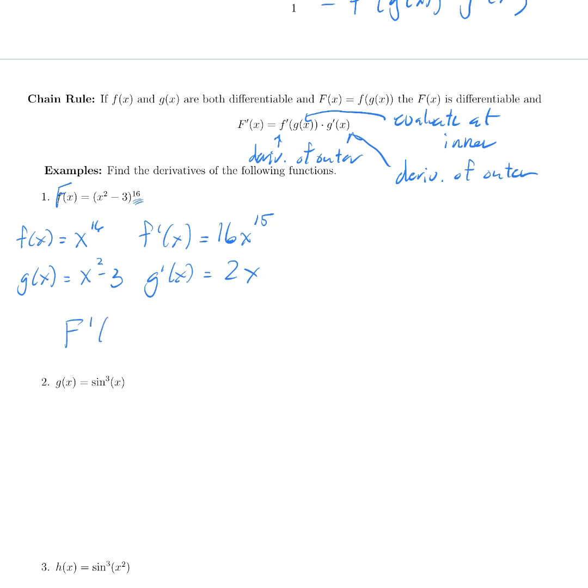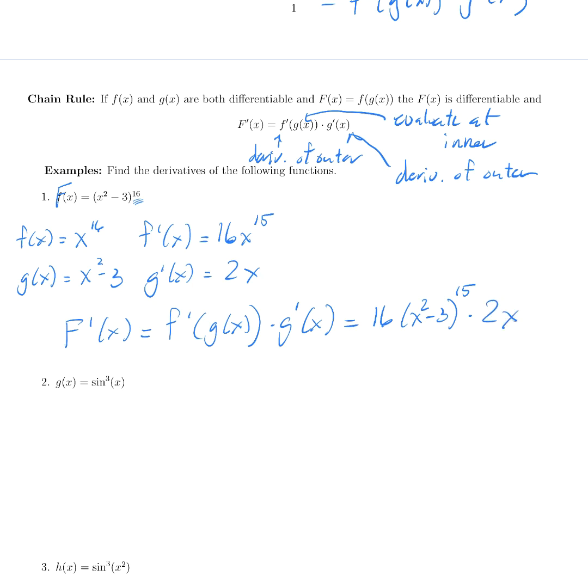And so the derivative of capital F, according to the chain rule, is the derivative of lowercase f evaluated at g, times the derivative of g. The derivative of lowercase f is 16x to the 15th, but everywhere I see an x there, I need to replace it with g of x, which is x squared minus 3. So 16 times (x squared minus 3) to the 15th times g prime, which was 2x.